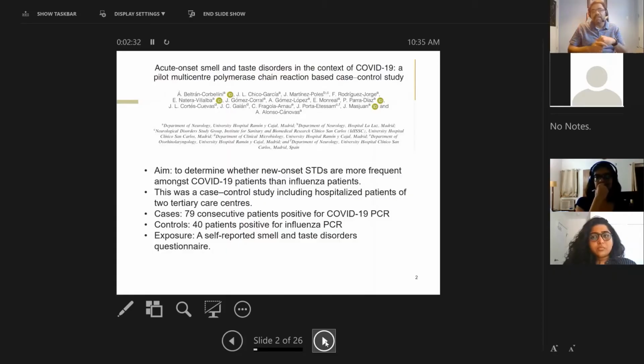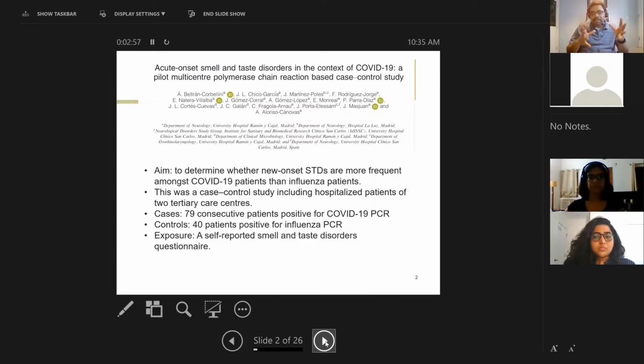Controls for this particular study were 40 patients positive for influenza, but not COVID, right? They don't have COVID, but they have some other viral infection, namely influenza. They could have chosen a different control group. They could have chosen other people hospitalized at the same time in the same area, but were PCR negative, right? They could have chosen a different control group.